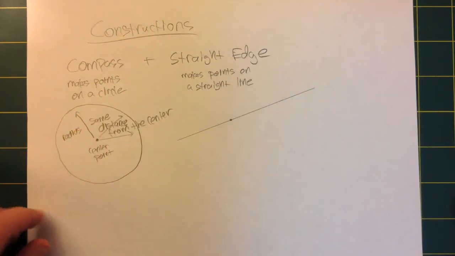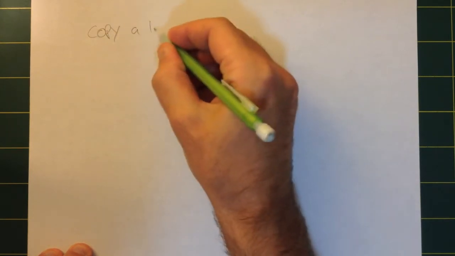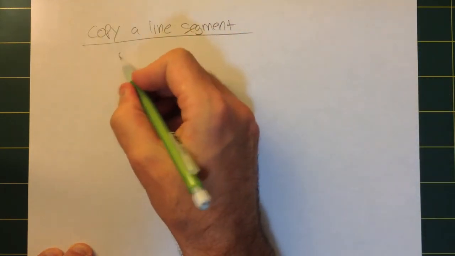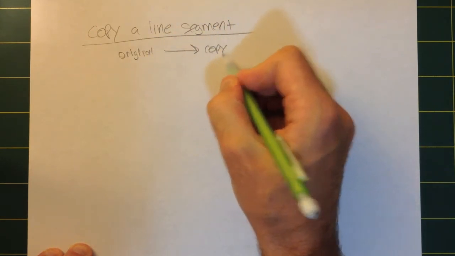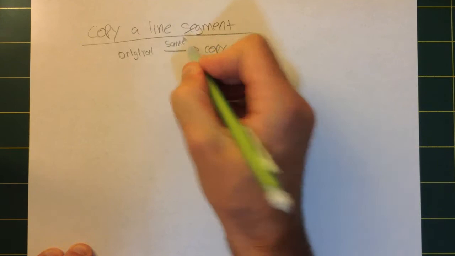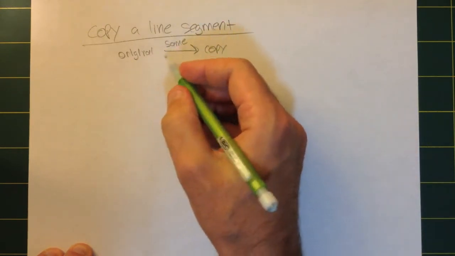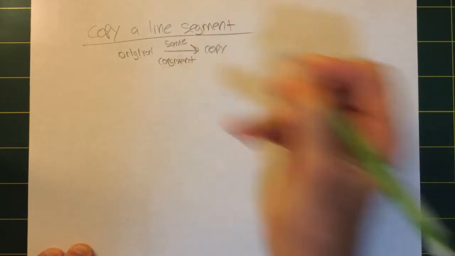So we're going to use these two tools to do some basic constructions, and in future videos we're going to do some more complicated ones. The first construction we're going to do is copy a line segment. When you copy a line segment, you start with the original. You make a copy. Those copies are the same, and a slightly fancier geometric word we would use for same is to say that the original and the copy are congruent to each other.